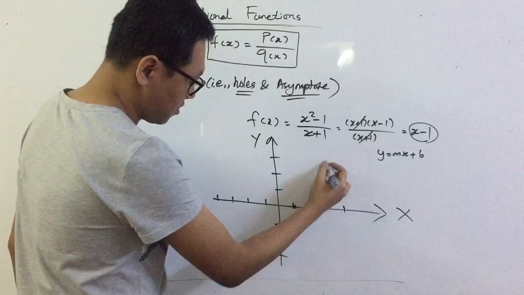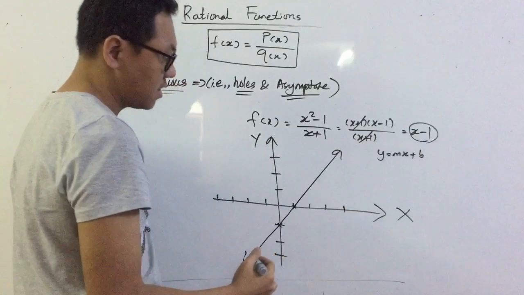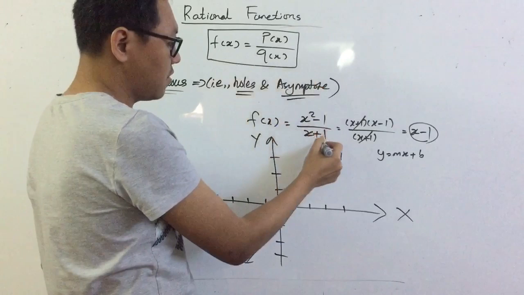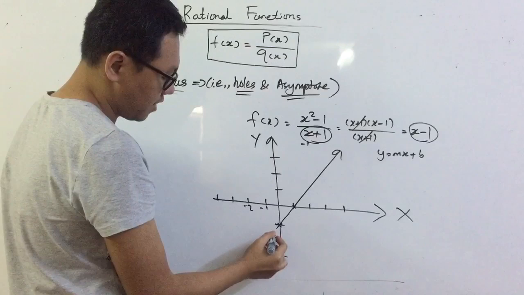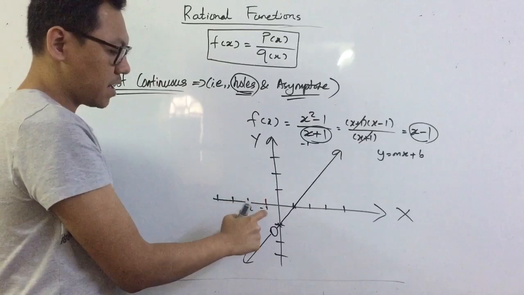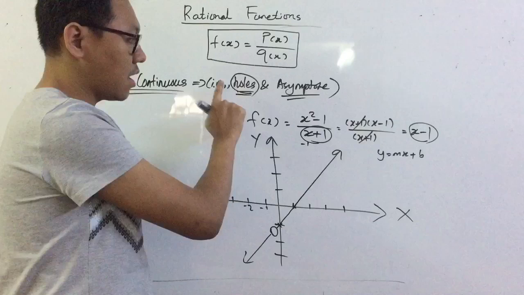It will look like a linear function, but x cannot be equal to negative 1, you see? The denominator cannot be equal to 0, and it will become 0 when x is equal to negative 1. So x cannot be negative 1, which means this is negative 1, negative 2. Here, there's no value. So this is called a hole. If you plug in negative 1 to x, the denominator will be 0. So once the denominator becomes 0, there is a hole or asymptote. In this case, there is a hole. Okay? So this is the function.